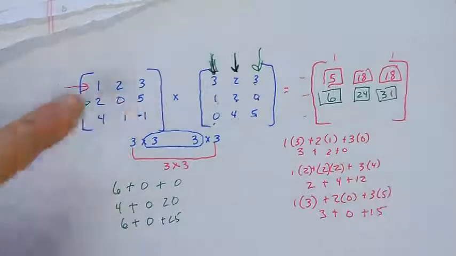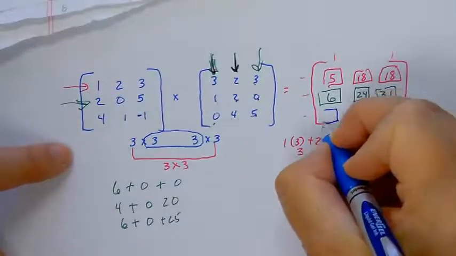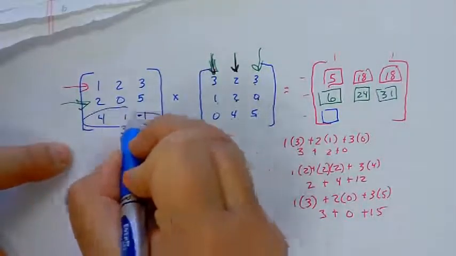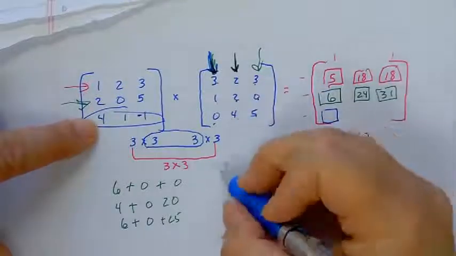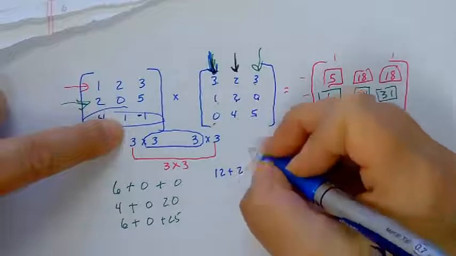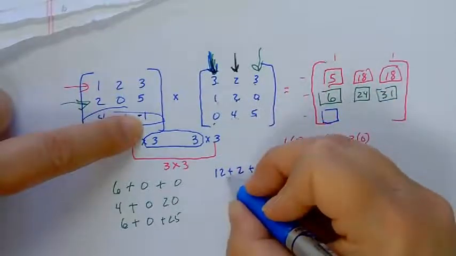The last spot. Row 3, column 1. This would be 12 plus 2 plus negative 4. 14 plus negative 4 is 10.